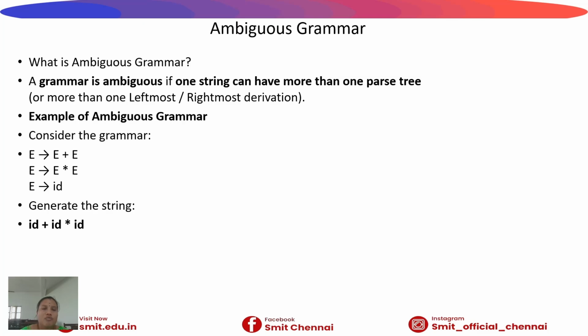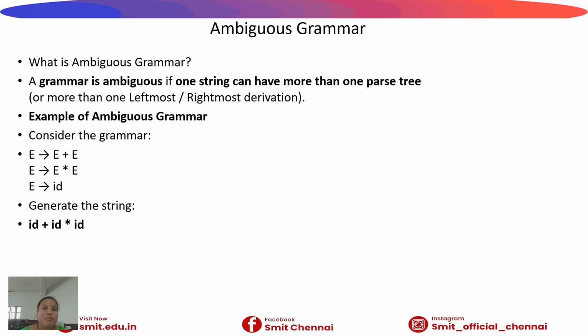The next topic is ambiguous grammar. Ambiguous grammar means one string can have more than one parse tree. Note this point: one string can have more than one parse tree, and so more than one leftmost and rightmost derivation.